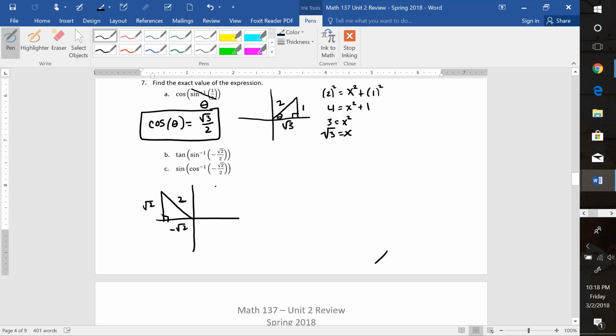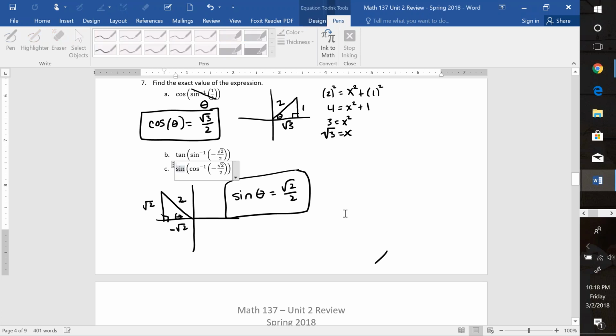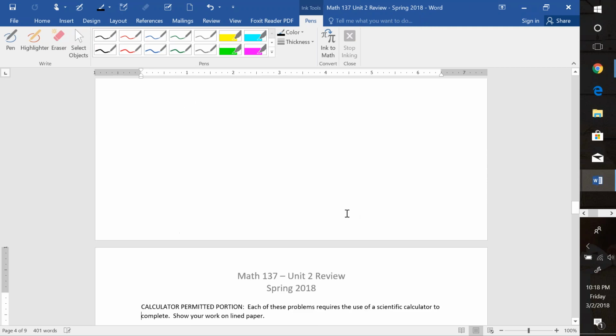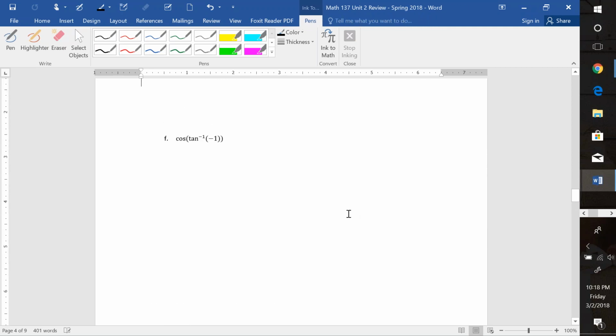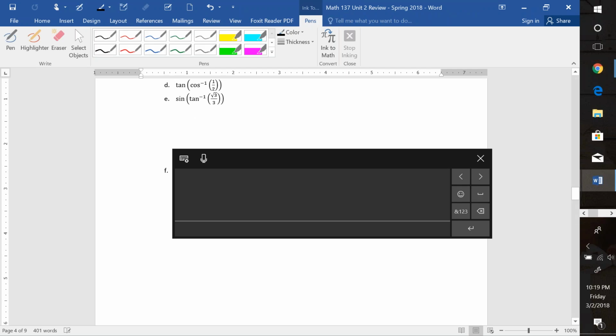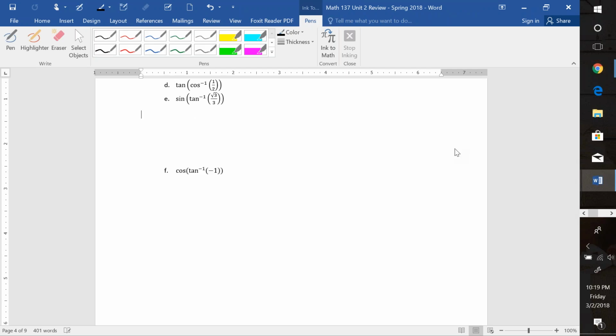And then we want to know if this is my theta, what is sine of that theta? So sine is opposite over hypotenuse, so it's square root of 2 over 2. Now when they're nice angles like that, you could just know the answer without drawing the picture. But like I said, they won't always be the 30, 60, 90 or the 45, 45, 90. So let's look at a couple more. Let's look at E, because I think these are good ones to practice.